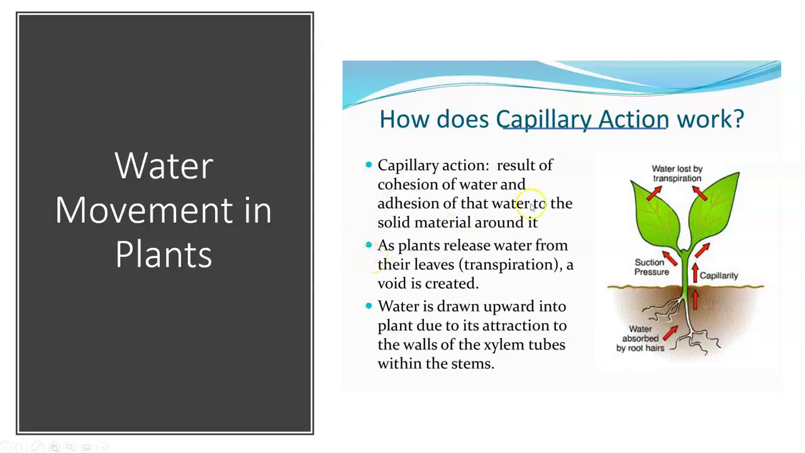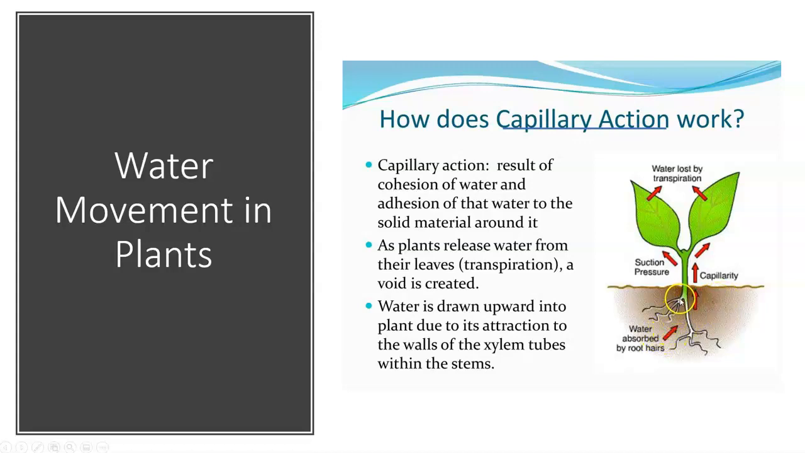As plants release water from their leaves, called transpiration, a void is created. To fill that void, water is drawn upward into the plant due to its attraction to the walls of the xylem tubes within the stem. Xylem is just a fancy word for the tubes within the stem of the plant that the water moves up. Think celery. You put celery in a glass of water and you know that it absorbs the water.